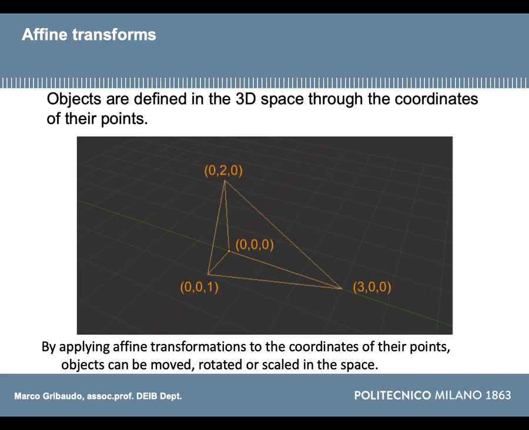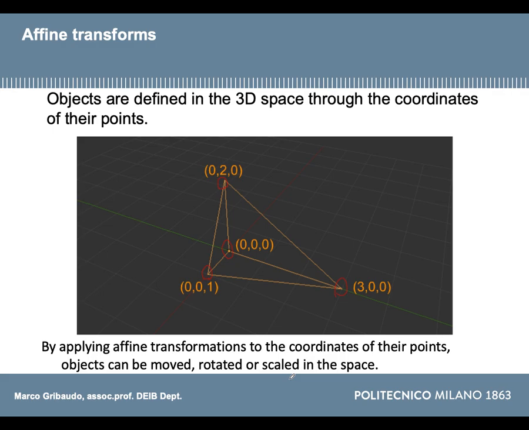Okay, so objects in 3D are defined by the coordinates of their points. So for example, here we have this strange shape of a pyramid in which one point here is in coordinate 0, 0, 1, one point here is in coordinate 0, 2, 0, this other point is in the origin of the axes, and this other is at 3, 0, 0. Okay, this is some sort of object in the 3D space.